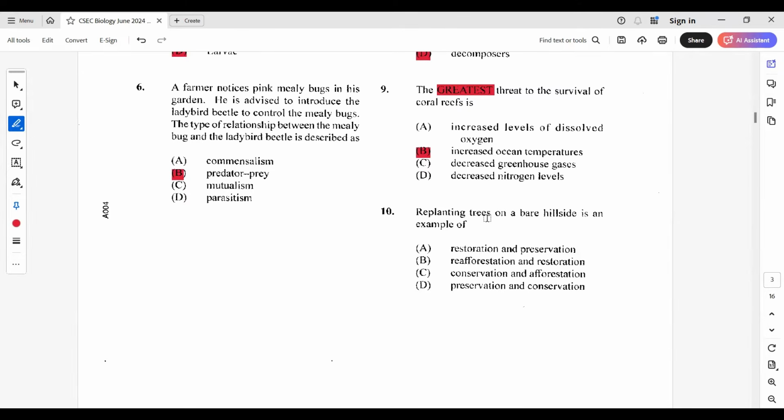Question 10, replanting trees on a bare hillside is an example of reforestation and restoration. Yeah, they told you it was replanting trees, huh? Replanting.